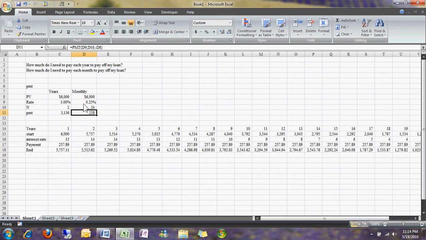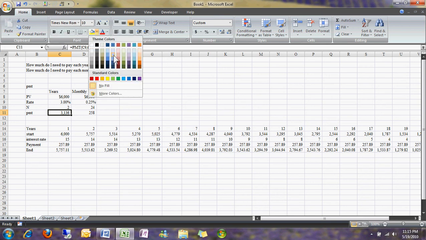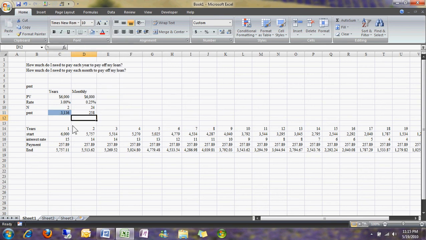So basically this is how you answered these two questions. How much do I have to pay each year to pay off my loan? Well, this is how much you need to pay: $3,136. How much do I need to pay each month? If I want to do it monthly, well, you pay $258.